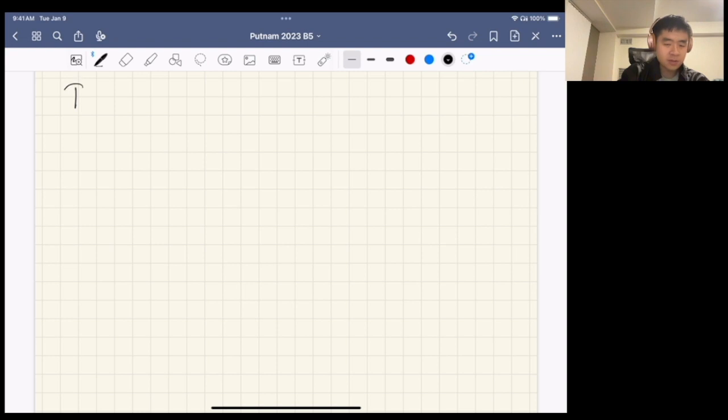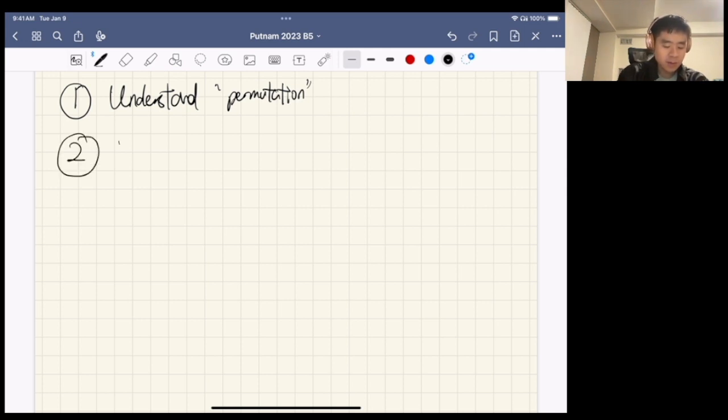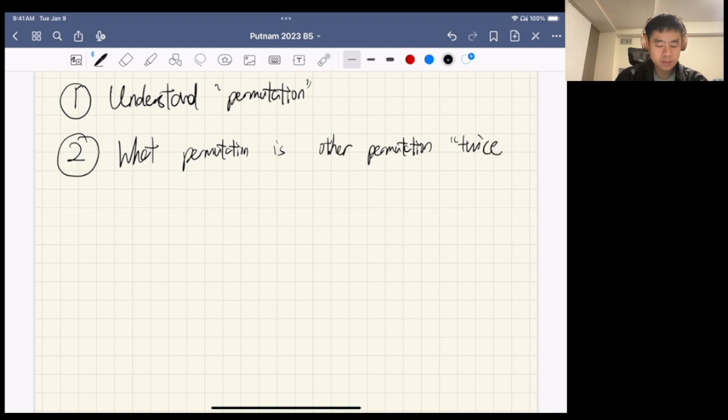The first one is to understand permutation, and then the second one is what permutation is another permutation twice, and then the third one is to find all such n.